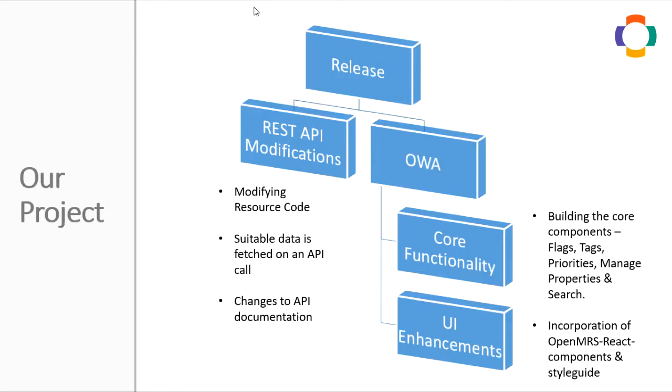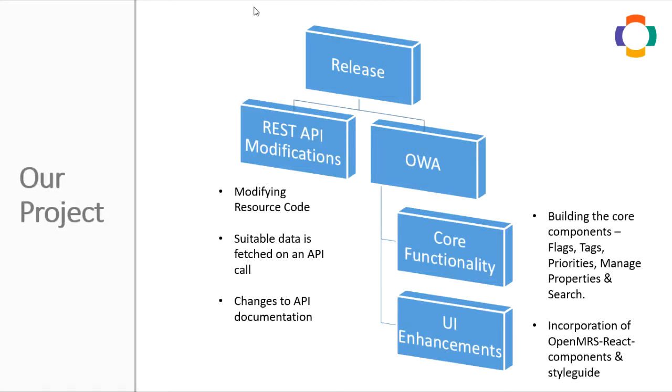If we break down our work structurally, we have two principal components. The first is the REST API modifications, and the second is the Open Web App itself. In the REST API modifications, we could not use the existing solution out of the box. So we needed to modify the resource code written in Java so that we can fetch the suitable JSON data necessary through an API call. We want to fetch the exact data that we need to be displayed in the front end. That is why we had to modify the existing REST API.